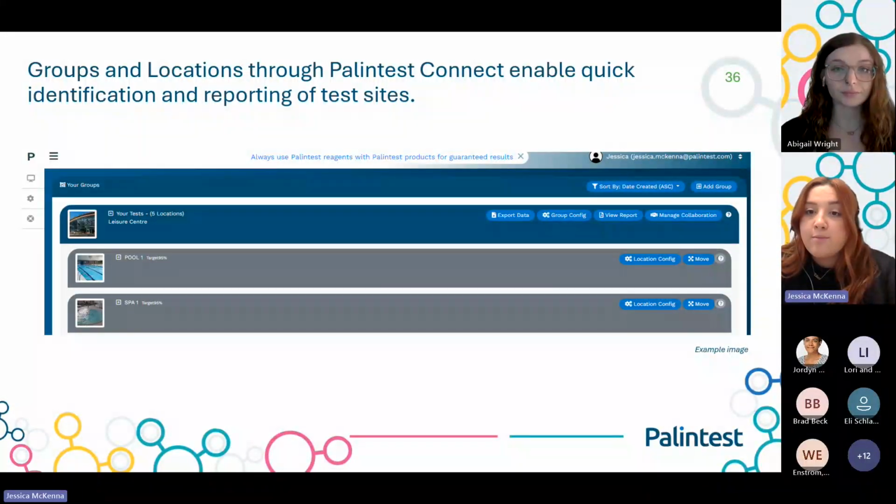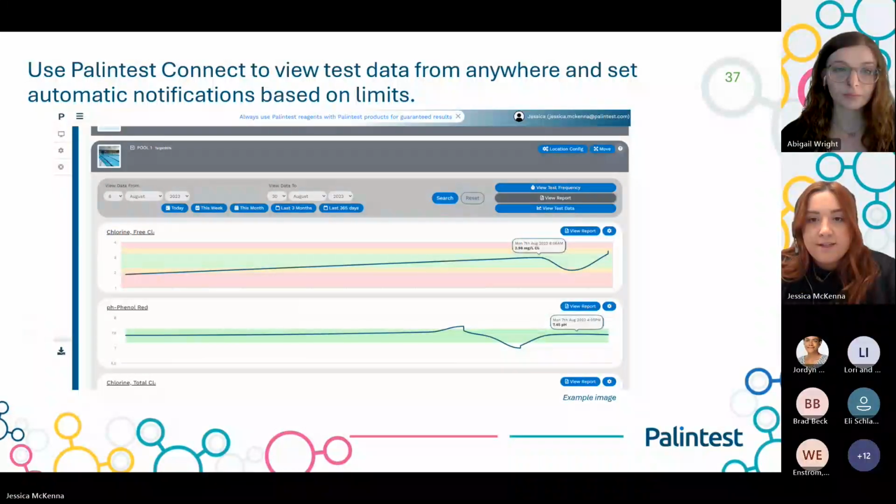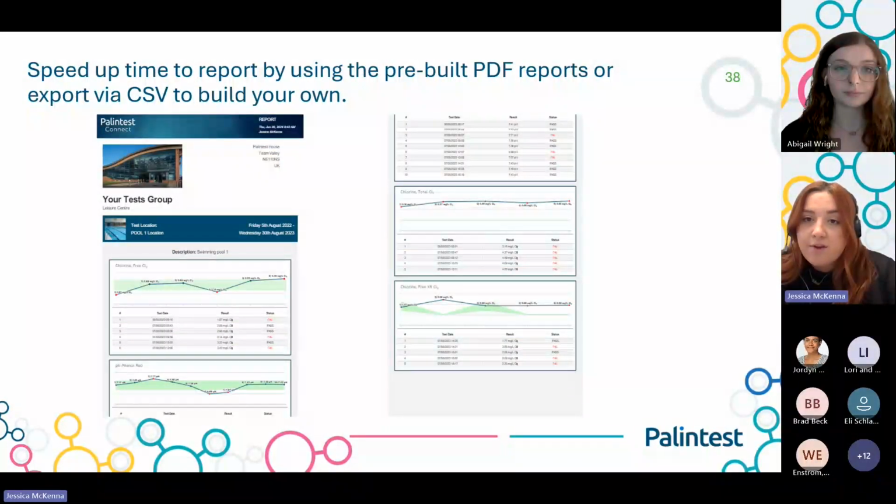Once logged into the Pale and Test Connect platform, you can view results grouped by location, which is allocated by the labels on the instrument, enabling quick identification and reporting of test sites. The screenshot here shows how the results outside of limits are displayed. This can alert multiple people via email if necessary, enabling an easy view of results that may require action to be taken. And finally, the reporting of the results. Pre-built PDF reports can be generated, or the results can be downloaded via CSV, enabling the user to create their own. I'll now hand back over to Abby to cover some user personas and benefits to those users.